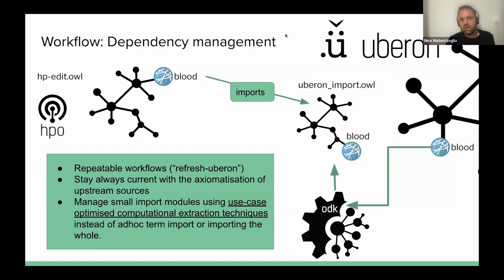And this system is designed in such a way that you can rerun it anytime. So you can run a workflow called refresh Uberon. What it will do is go to Uberon, take the latest version, and include the latest versions of the terms that you need. For example, let's say blood has a few axioms added or changed in the latest version of Uberon, then we are also going to get the benefit of this changed term description.